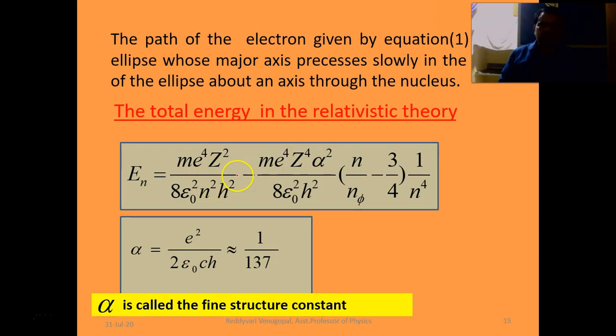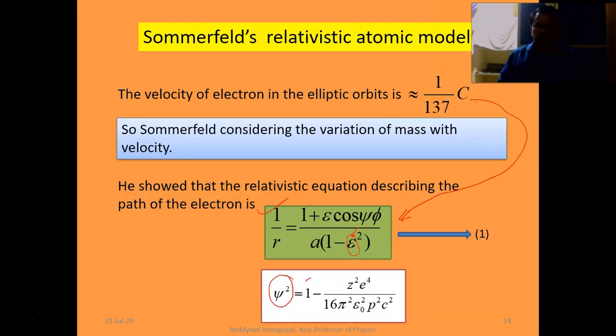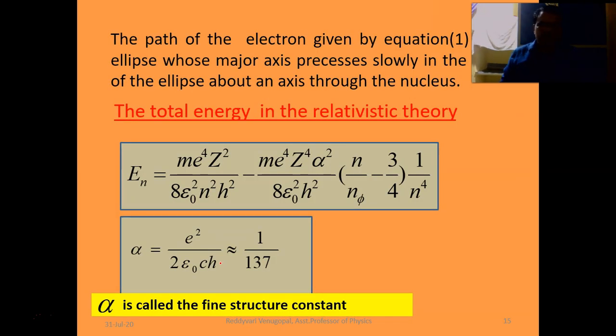So the path of an electron given by equation 1 is an ellipse whose major axis precesses slowly in the plane of the ellipse about an axis through the nucleus.